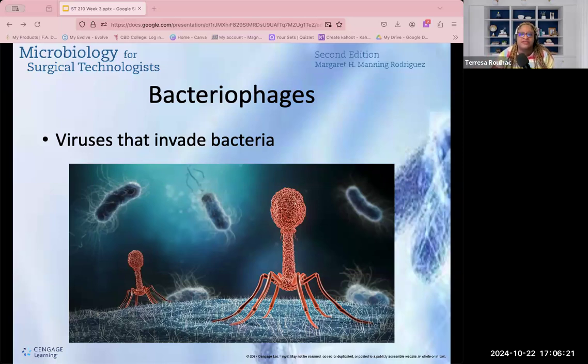These are complex viruses. They're classified as either virulent or temperate. Virulent phages immediately take over. They go in and they're destroying the bacterial cell to reproduce. Temperate phages can remain dormant within the bacterial cell and replicate along with it until there's like a trigger, and then they become active.